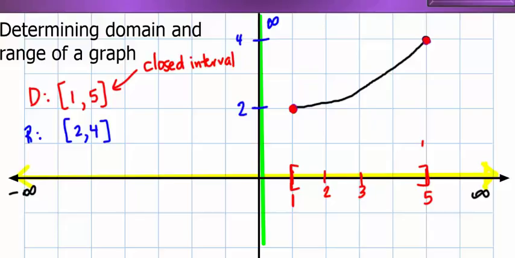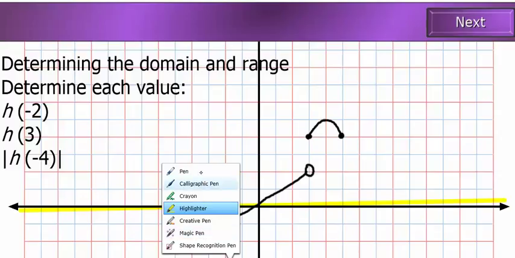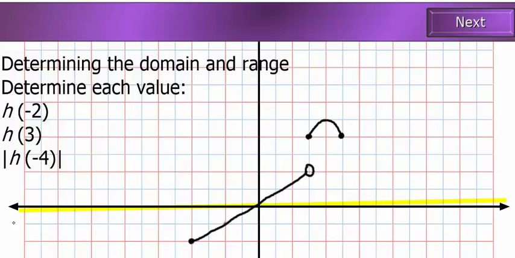Okay, let's try a little bit more challenging graph. This graph has closed circles on these 3 ends and an open circle at the ordered pair 3, 2. So again, I'm going to highlight my horizontal axis. I'm looking for my domain, which goes from negative infinity to positive infinity.